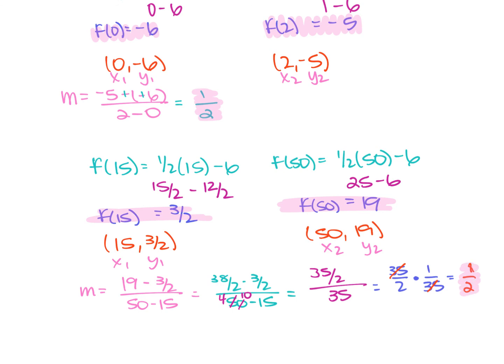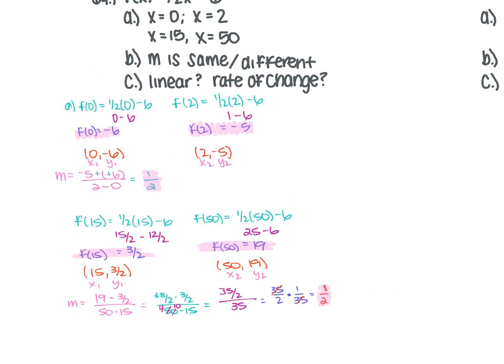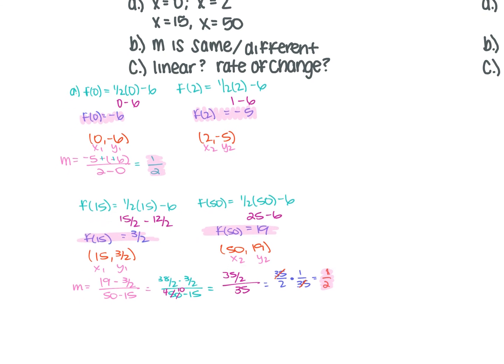You'll see here that if you look at example B, it asks you if M is the same or different. Your average rate of change for both of these is the same. It's 1/2 for the first, 1/2 for the second. So they are the same.